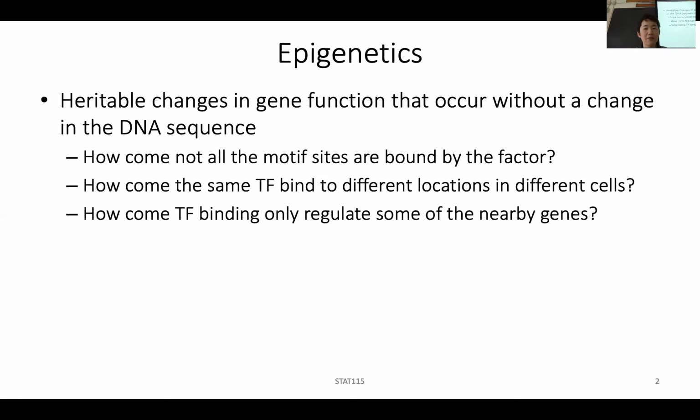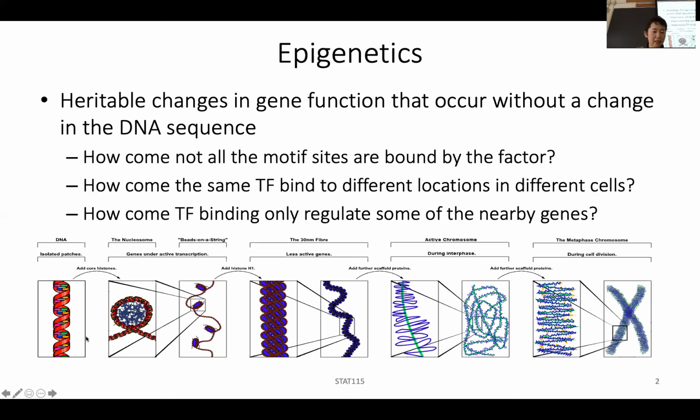So as we mentioned, how come not all the motif sites are bound by the same transcription factor, right? If it's all recognizing the same sequence, why does the transcription factor only go to a minority of sites in the genome that are bound by the factor? How come the same transcription factor binds to different locations in different cells? How come the transcription factor binding only regulates some of the nearby genes, but not other nearby genes? And so this goes to the different levels of epigenetics.